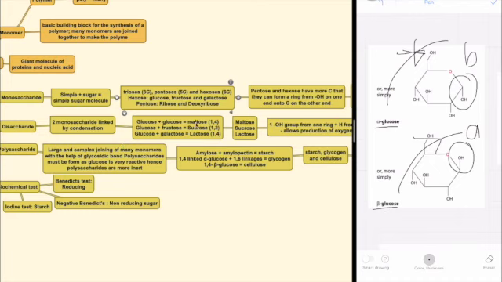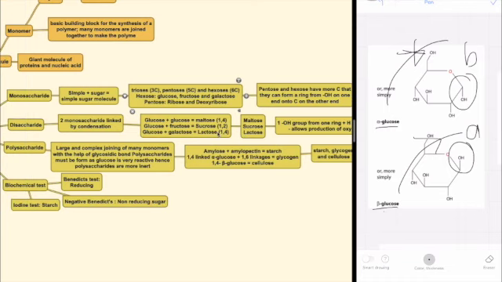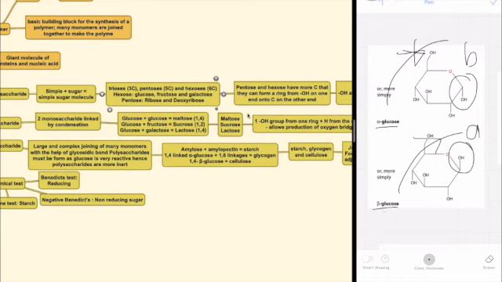Glucose and glucose will make up maltose at a 1,4 glycosidic bond. Glucose and fructose will make up sucrose at a 1,2 glycosidic bond. Glucose and galactose will make up lactose at 1,4. So basically the disaccharides are maltose, sucrose and lactose.